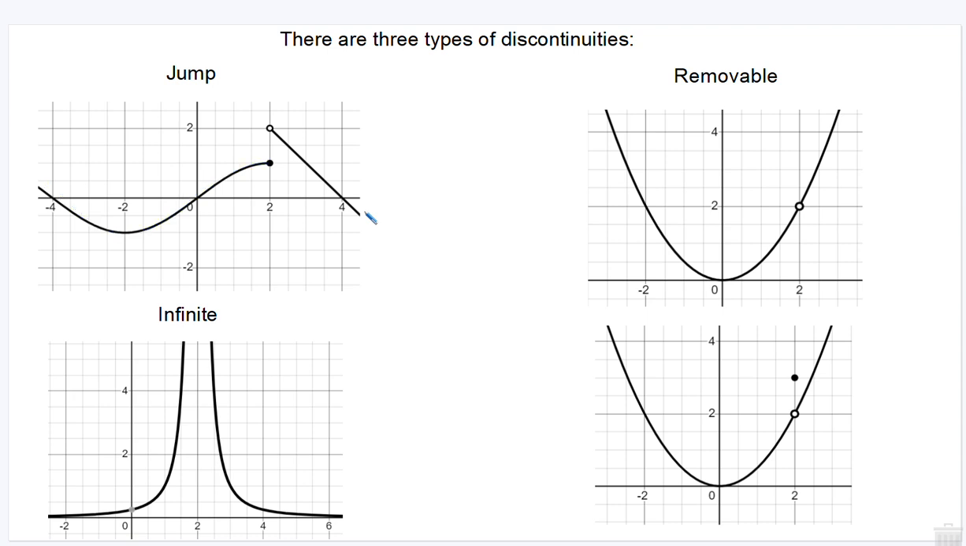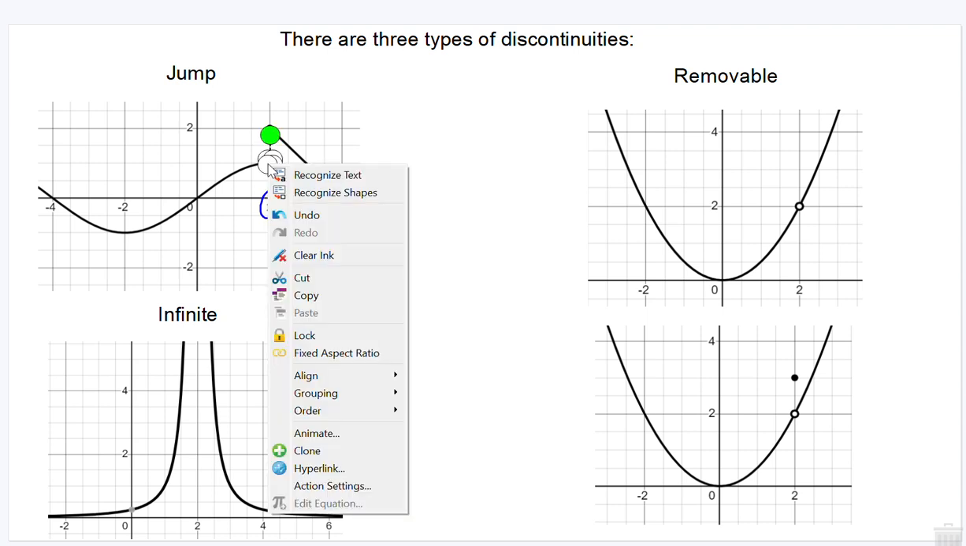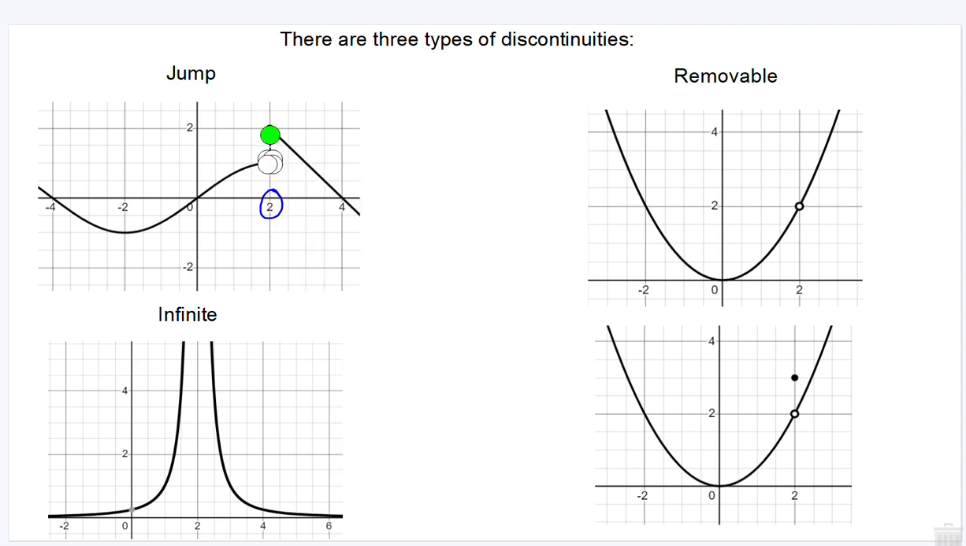And so if we ask ourselves the three questions from the previous page here at C, we'll call it C equals 2, because that's where our jump discontinuity is happening. Does f of 2 exist? And the answer is yes. It's this point right here with the filled in circle. That's our point, that's f of C. It exists. It happens to be 1 for this particular function.